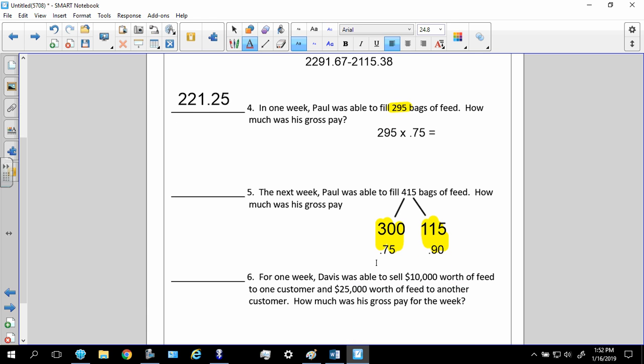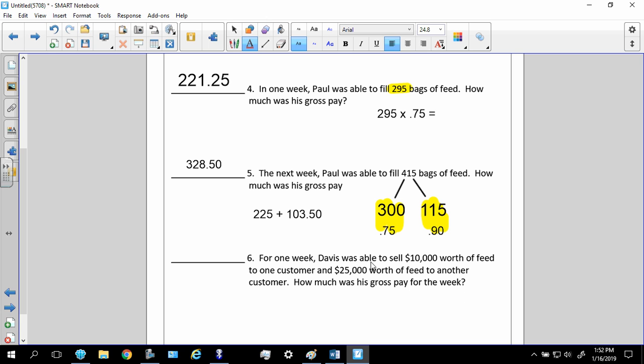So when I do the math, 300 times 0.75 ends up being 225, plus 115 times 0.90, that's 103.50. So when I add it all up, he got a grand total of $328.50 gross pay.